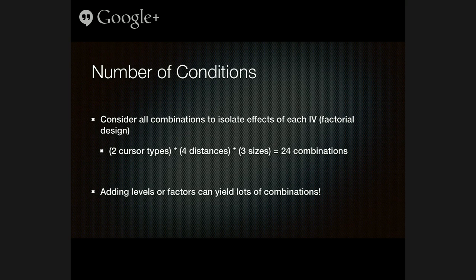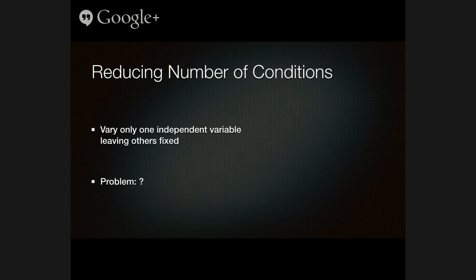And so you really have to think carefully about, do I need all of these factors, or what could I do to trim them down? What you should know for purposes of this course is just that this can get out of hand. You need to trim factors. So one way to reduce the number of conditions is to vary only one independent variable at a time. So in the bubble cursor example, it would be just doing A versus B while leaving the rest of the task intact. What could be a problem with that, though?